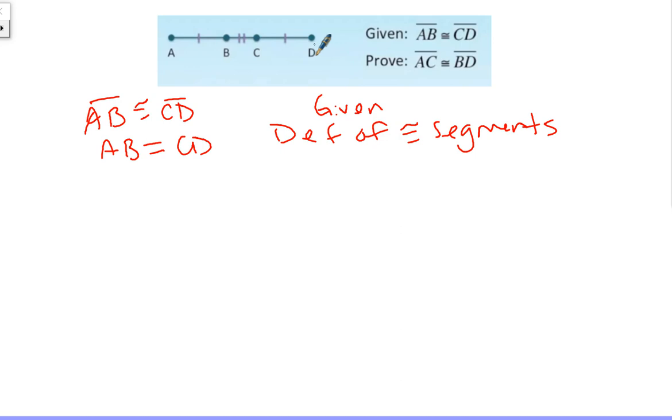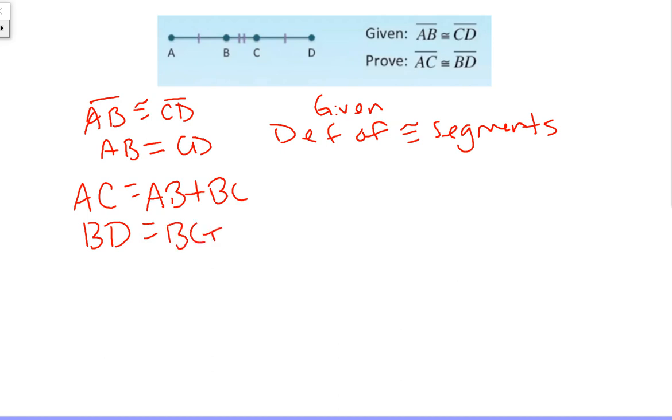So what does it tell us? Well, I know for a fact that AC is actually equal to AB plus BC, and I also know that BD is equal to BC plus CD. And what told me that? Well, in both of those, that is from our segment addition postulate.